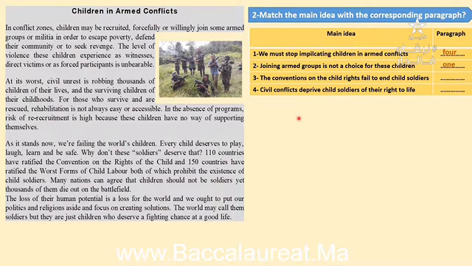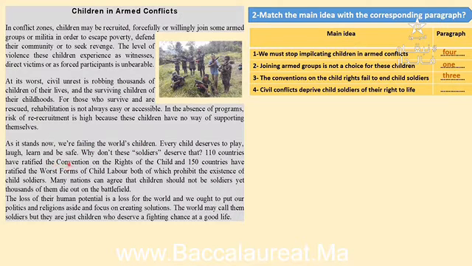Idea number 3. The conventions on the child rights fail to end child soldiers. That's paragraph number... Excellent. Paragraph number 3. As it stands now, we are failing the worst children. As you may notice, this sentence doesn't tell anything about the main idea of the paragraph. So we'll have to move on to find keywords.